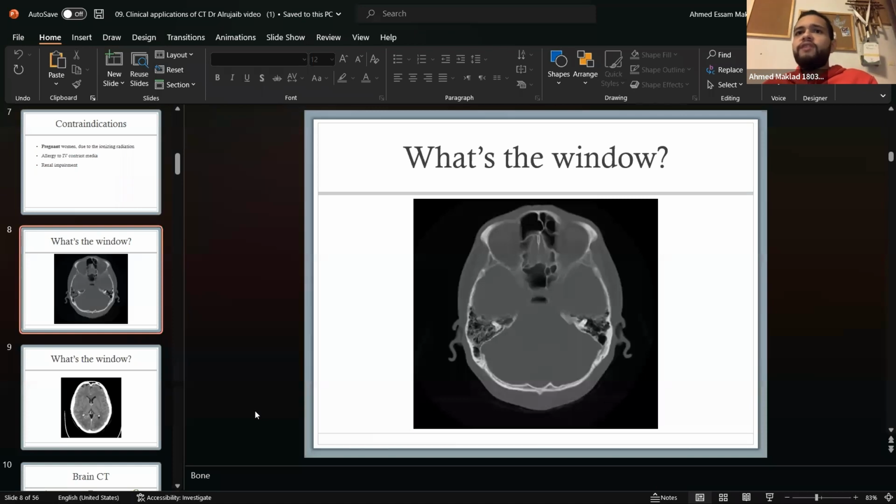It's a bone window. Perfect. Yes. See, everything else is eliminated. You can't see the brain. You can't see mucosal structures. You can't see anything at all. You can only see one thing and one thing only, and that is the bone, right? So that is a bone window.